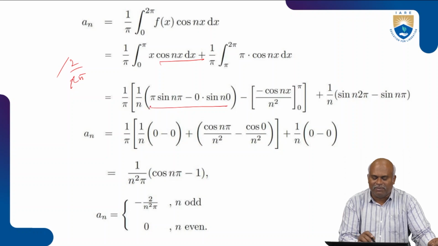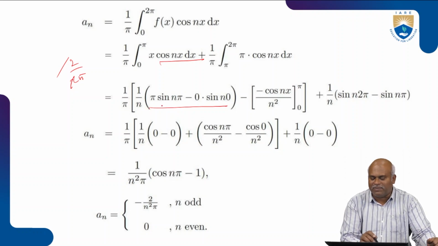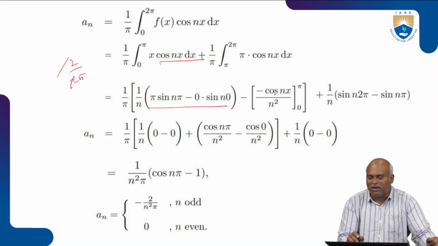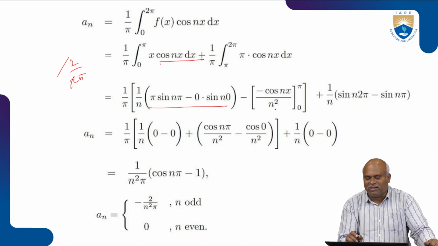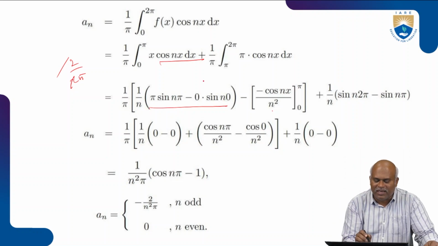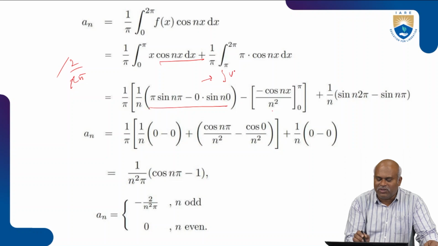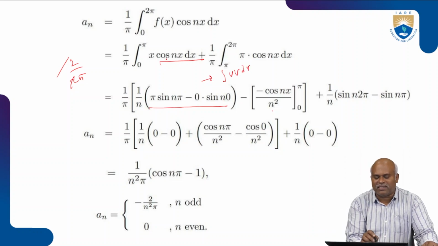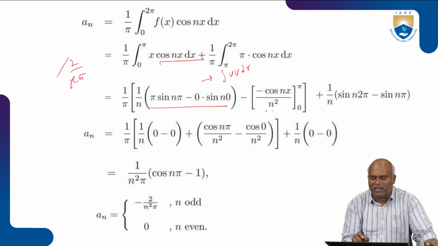After substituting the limit, 1 by pi, 1 by n is present, minus cos nx divided by n square from 0 to pi, plus 1 by n sin n 2 pi minus sin n pi. Here it is represented as the integration of u dv, so x and cos nx. So that's why we do it like that.